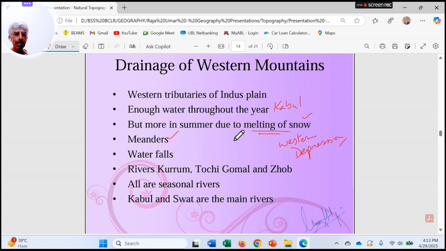Meanders, the zigzag movement of a river, is known as meandering, and waterfalls in some areas. River Koram, Tochi, Gomal and river Zhob are mostly seasonal rivers. Most of the time they have very little water in them, but during the rainy season, the winters, western depressions, or because of the melting of snow, they get some water.